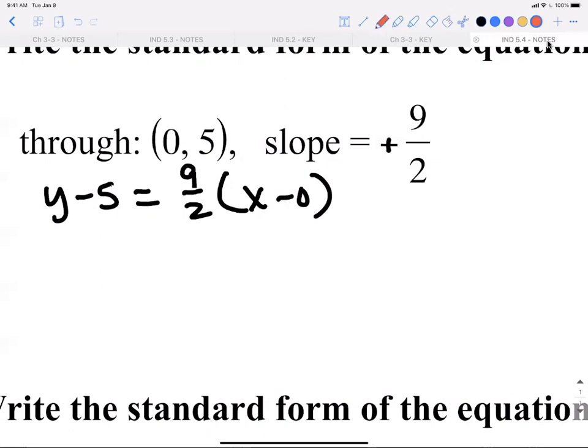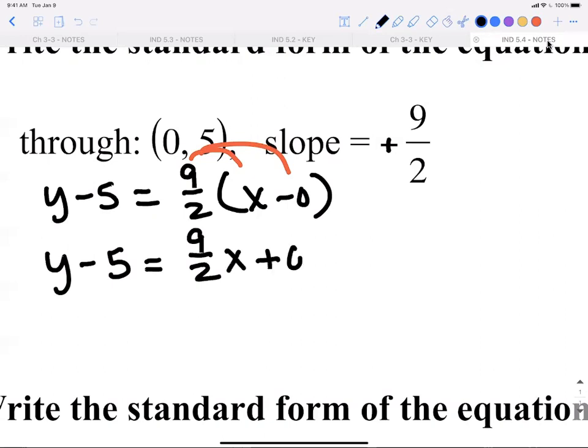First things first, I distribute. And so I'm left with y minus 5 equals 9 over 2 x. And then anything times 0 just stays a 0. And I don't care if you put plus 0 or minus 0, it doesn't really matter because it's just 0.